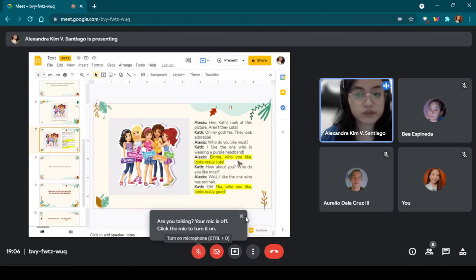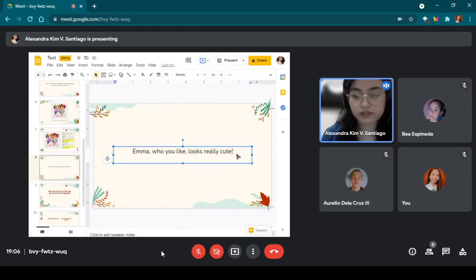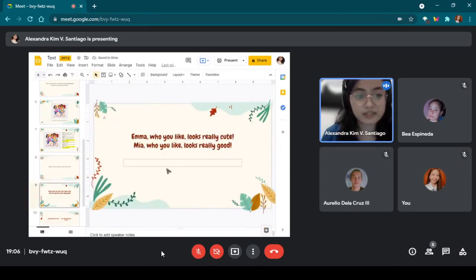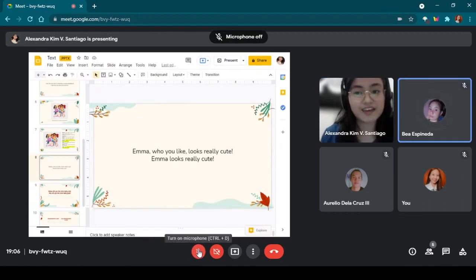Now I want you to remove the relative clause in the sentence. You will end up with, okay, Mr. De La Cruz, Emma looks really cute. Thank you, Mr. De La Cruz. Does the sentence still make sense? Yes or no? Yes, ma'am. Good. Okay, good.